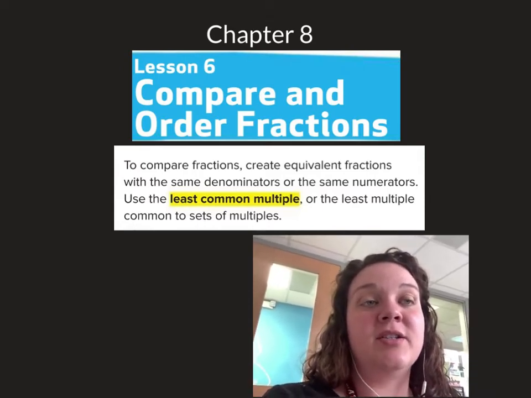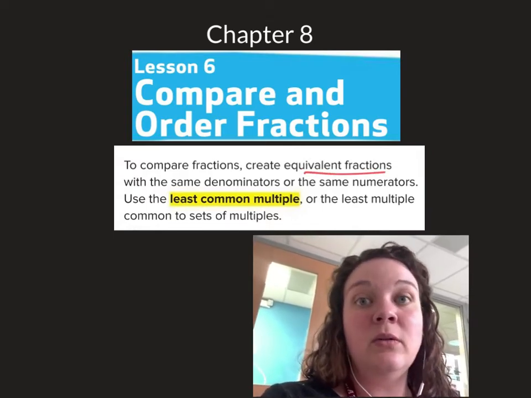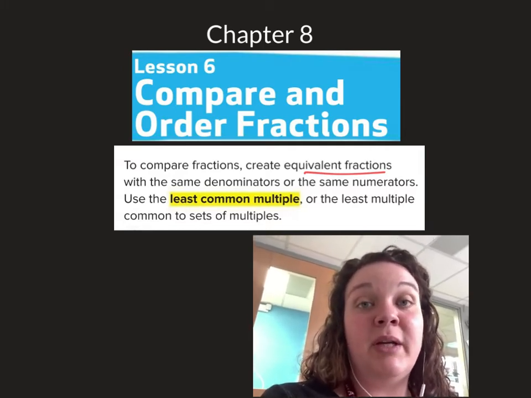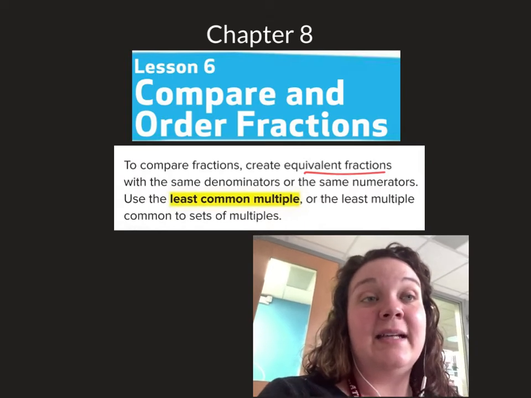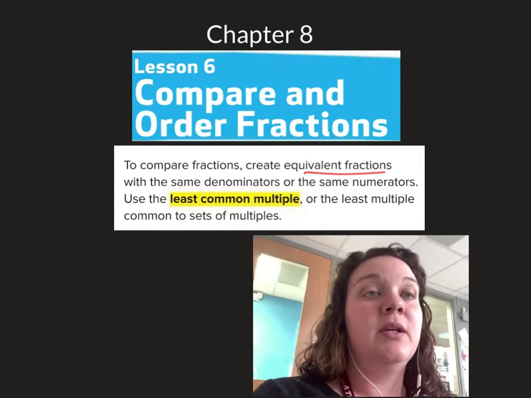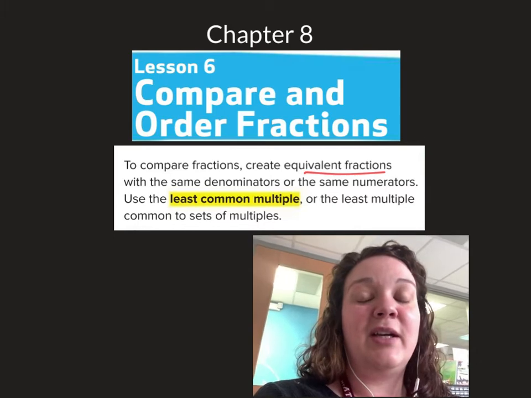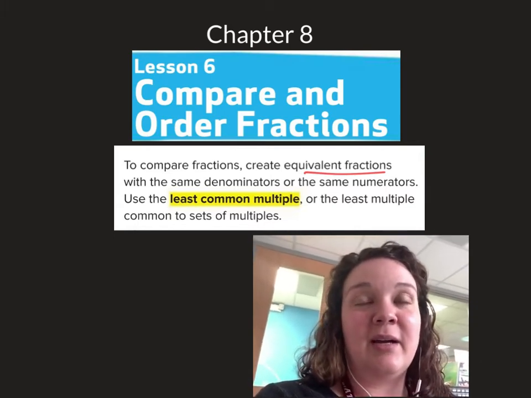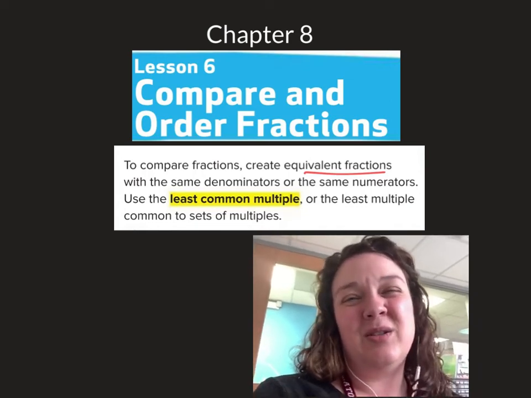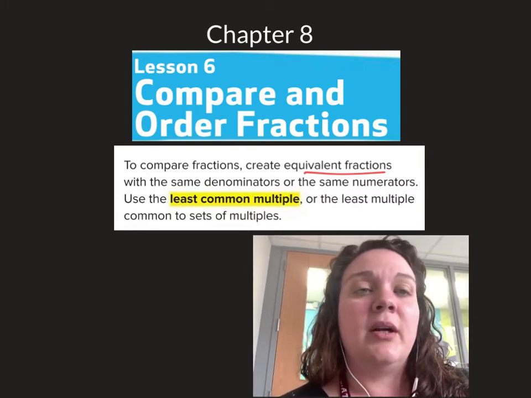To compare fractions, we need to create equivalent fractions. The only way we can know if a fraction is greater than or less than another is if we're comparing the same size. The denominator, the bottom number, tells us how big of a piece we're talking about. With the same numerators, we're talking about the same number of slices, but they're different sizes. That's a little trickier, but doable for comparing fractions.